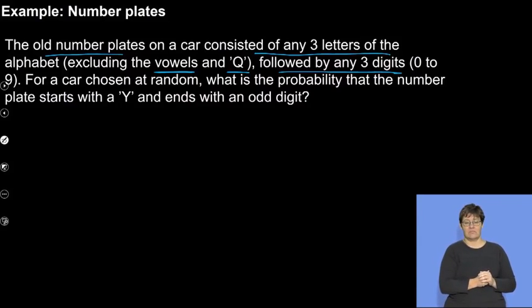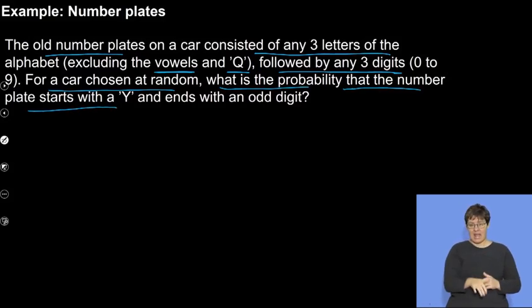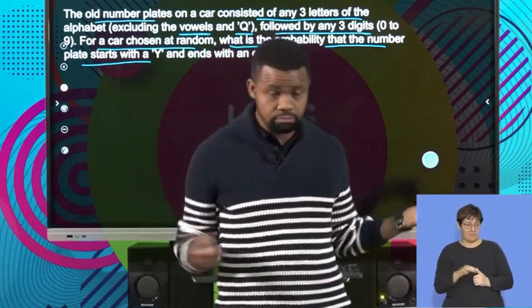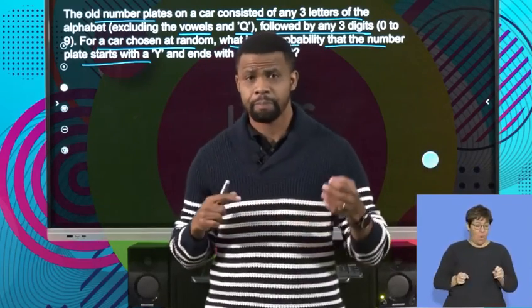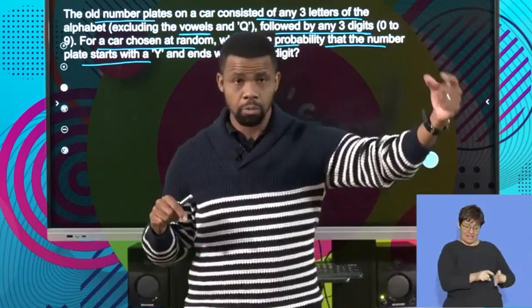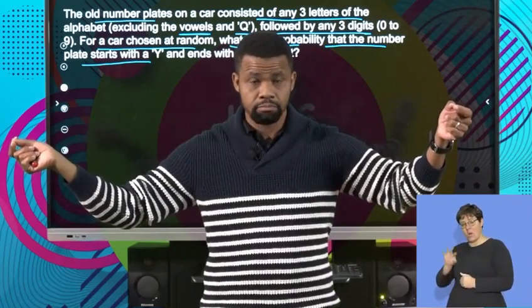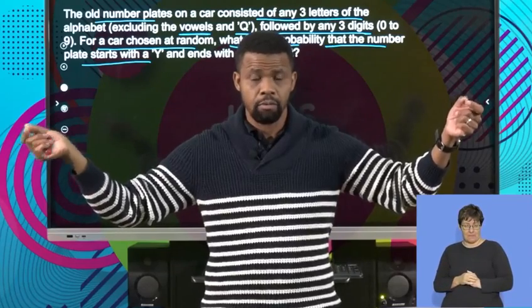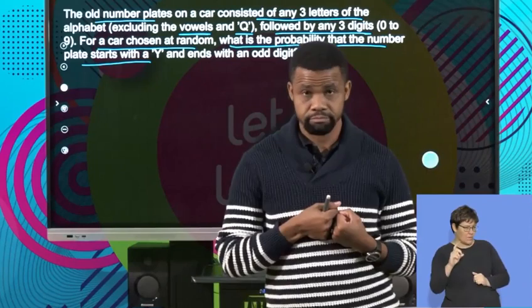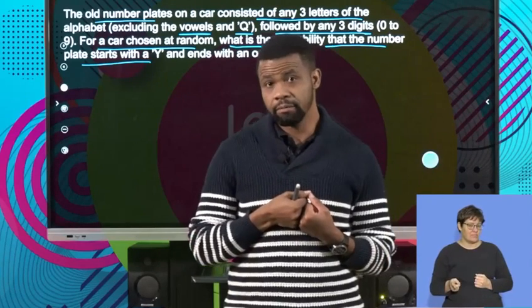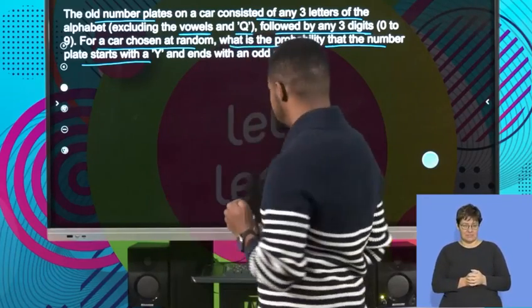So for a car chosen at random, what is the probability that the number plate starts with Y and ends with an odd digit? So the question is, if I select a car at random, what is the chance that the car number plate will start with Y and end with an odd number? What is an odd number? It's a number not divisible by 2. Let's see how we can tackle this.